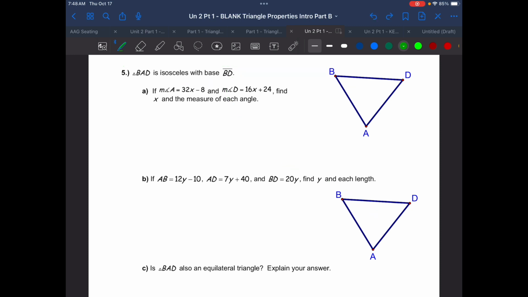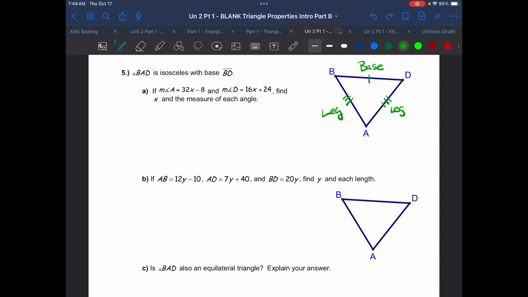So what I think we should do here is we should go label this, right? So if they're telling us this is isosceles with base BD, then BD is the different side, right? So if this is the base, then that means these two sides will be equal and this will be different, right? Because these are your legs. Okay, and then I'm gonna draw the same thing on the next diagram.